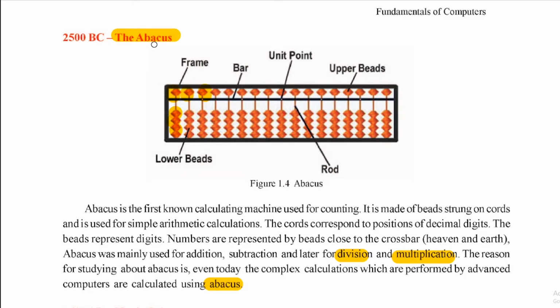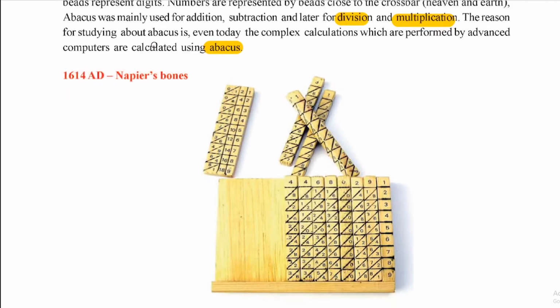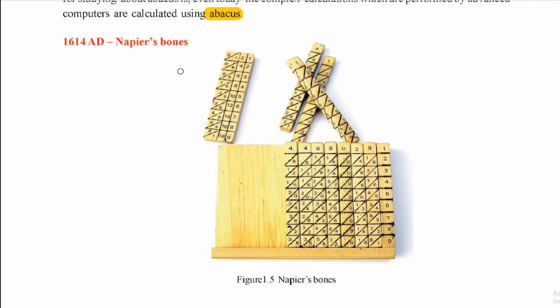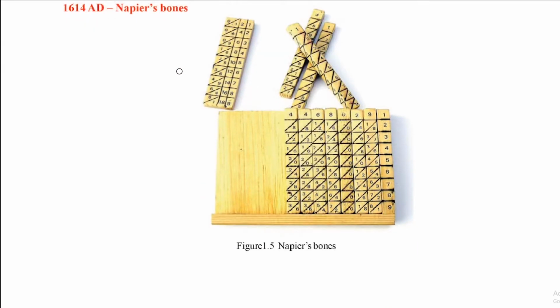You have to learn abacus. Abacus is the first calculating device invented by mankind. Or just, what are the first early calculating devices, you name them, mention them, that's enough. So we have one more, called Napier bones. This is mainly used for multiplications.